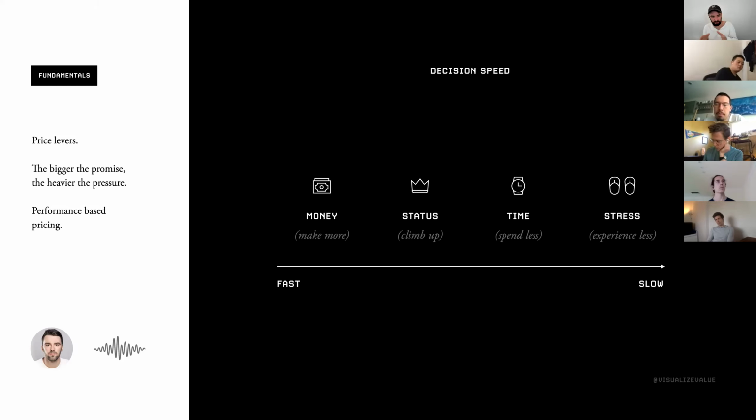And then time and stress are proven out more in the relationship than on the front end. So they're just harder things to sell on the front end, because the magnetic qualities or characteristics of a product are really the money and status things on the left-hand side.